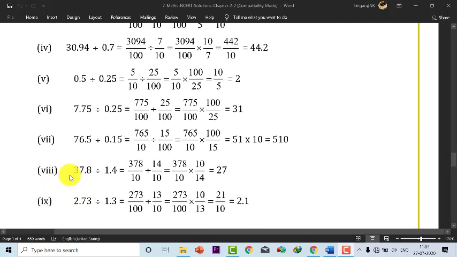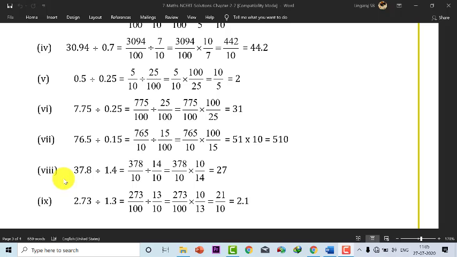So, the seventh question: 76.5 divided by 0.15. Fraction form: 765 by 10 divided by 15 by 100. So we have to take the inverse of division as multiplication, and the reciprocal of the divisor is 100 by 15. So we can cancel common factors here. 10 ones are 10, 10 tens are 100, and here 15 ones are 15, 15 5s are 75. Then here 1 remain and it is 15, then 15 ones are 15. We got the numerator 51 into 10. 51 into 10 is 510.